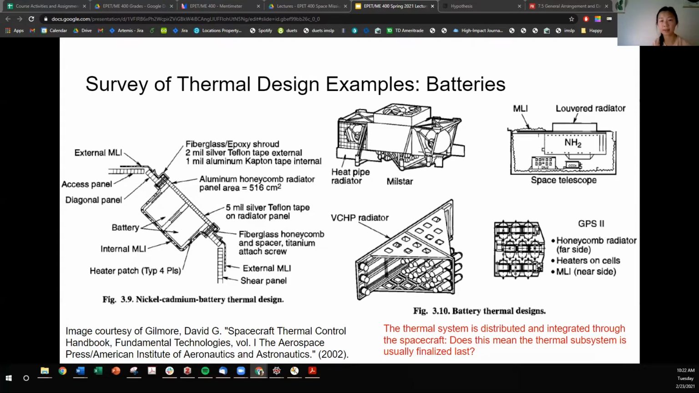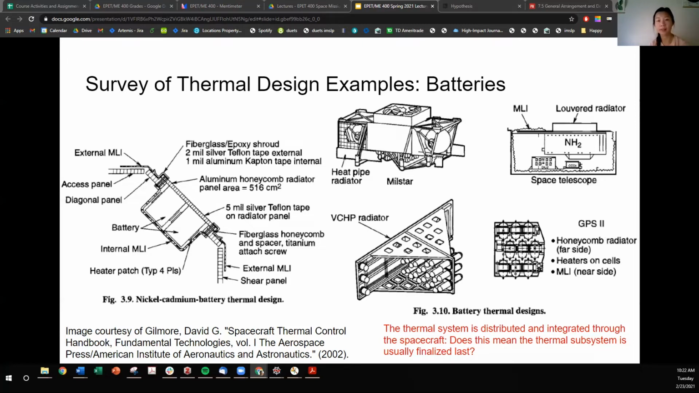Another requirement common to many types of batteries is that all batteries on the spacecraft and all cells within a battery must be kept at the same temperature. This isothermality requirement is necessary to ensure that all cells charge and discharge at the same rate.